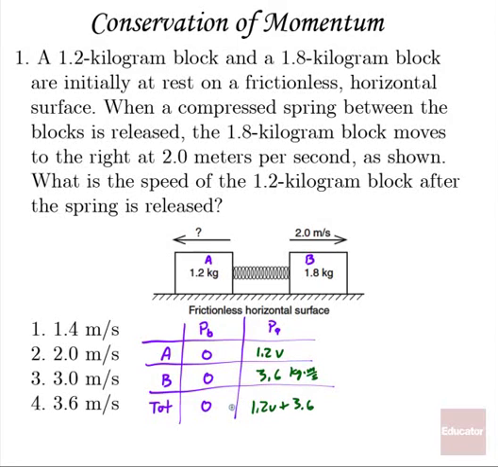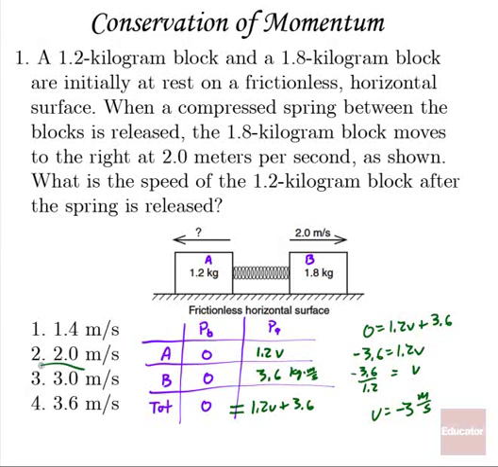Conservation of momentum says that these must be equal. So if 0 equals 1.2 v plus 3.6, that means negative 3.6 equals 1.2 v, or v is equal to negative 3.6 over 1.2. v therefore equals negative 3 meters per second, where that just means it's in the opposite direction of what we called positive previously. So the correct answer, what's its speed? 3 meters per second.